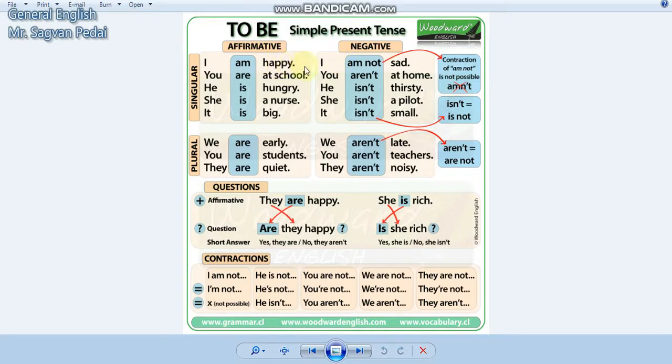So, I'm getting a negative choice. I'm happy. I'm not sad. I'm not happy. You are at school. You aren't at home. You are not at school. He is hungry. He is not thirsty. He isn't thirsty. She isn't a pilot. It isn't small. Negative. We are early. We aren't late. You are students. You aren't teachers. They are quiet. They aren't noisy.